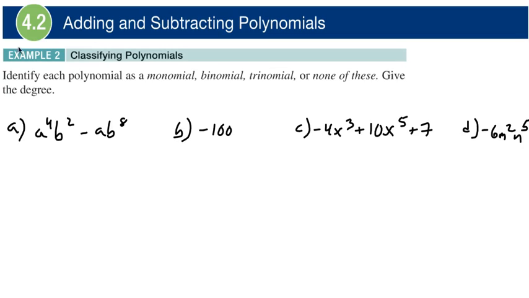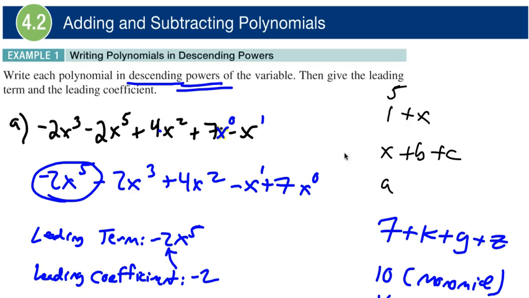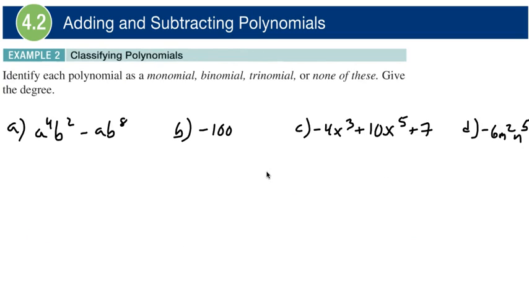In this example right here, we're going to identify these different polynomials. We're going to dig down deeper and say which one is a monomial, a binomial, a trinomial, or none of these, right? If we look back from example number 1, we talked about how this entire thing is called a polynomial. All of these right here are polynomials, but they actually get more specific names, and that's what we're going to talk about right now.